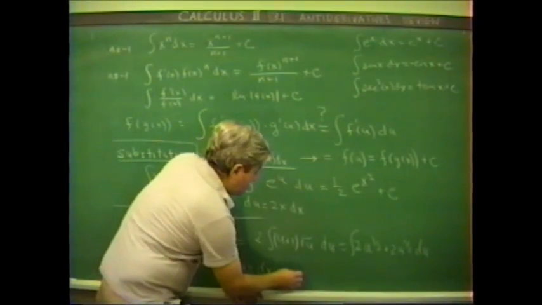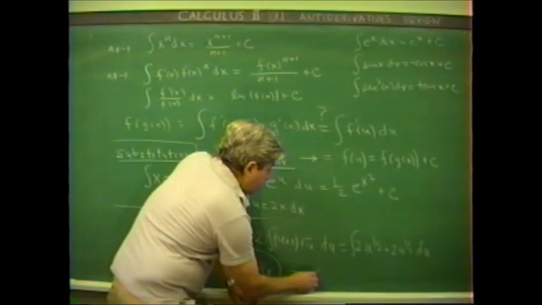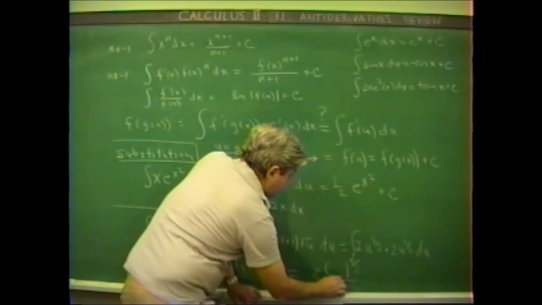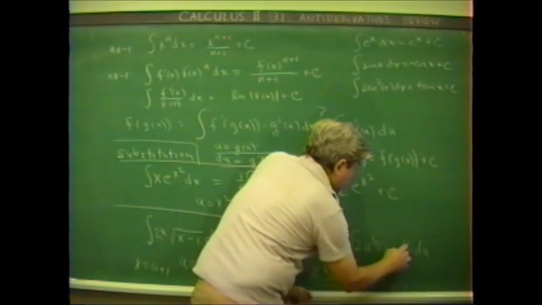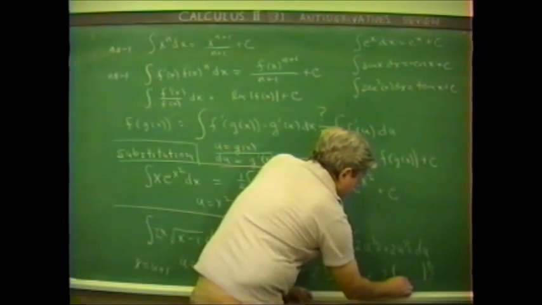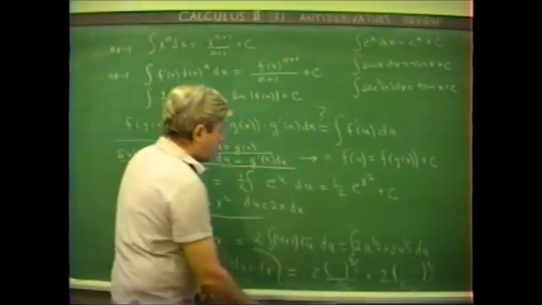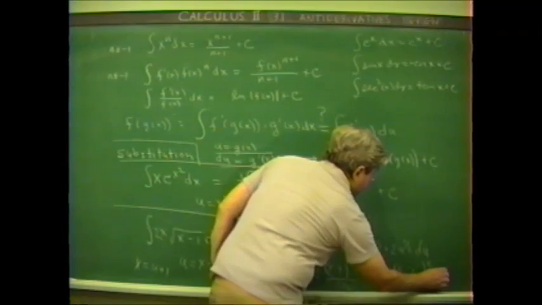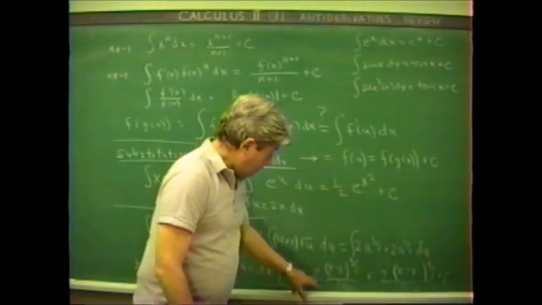Now the antiderivative is going to be equal to 2u to the 5 halves, one higher power, over 5 halves, plus 2u to the 3 halves over 3 halves. And now u was x minus 1, so x minus 1, and of course plus any constant. So the antiderivative is given by the bottom line here.